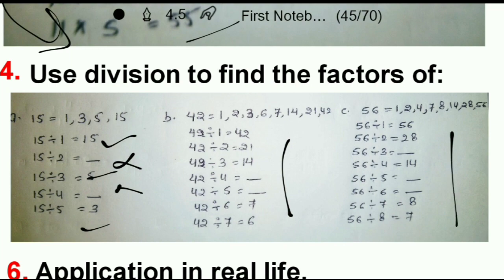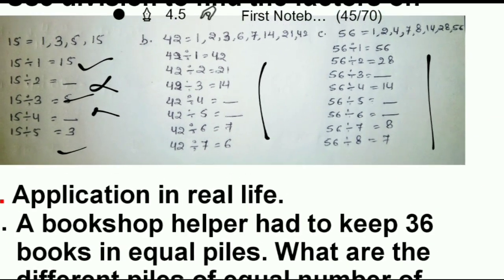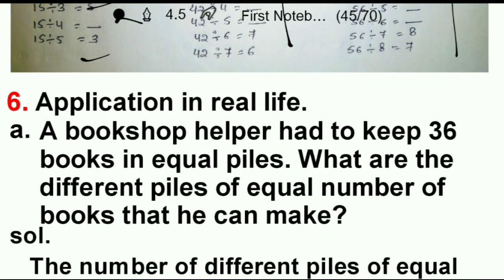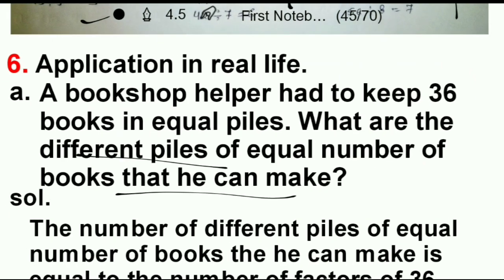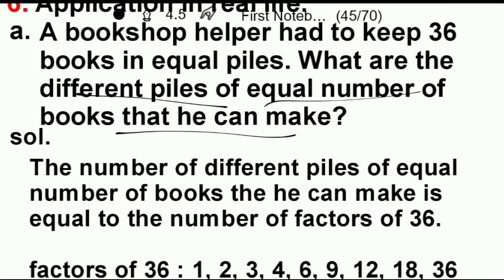You can see once. And question number 5 is true and false only, so you can do it in your notebook. Now question number 6, application in real life. A bookshop helper had to keep 36 books in equal piles. What are the different piles of equal numbers of books that he can arrange? So in this one, the number of different piles of equal numbers of books he can make is equal to the number of the factors of 36.